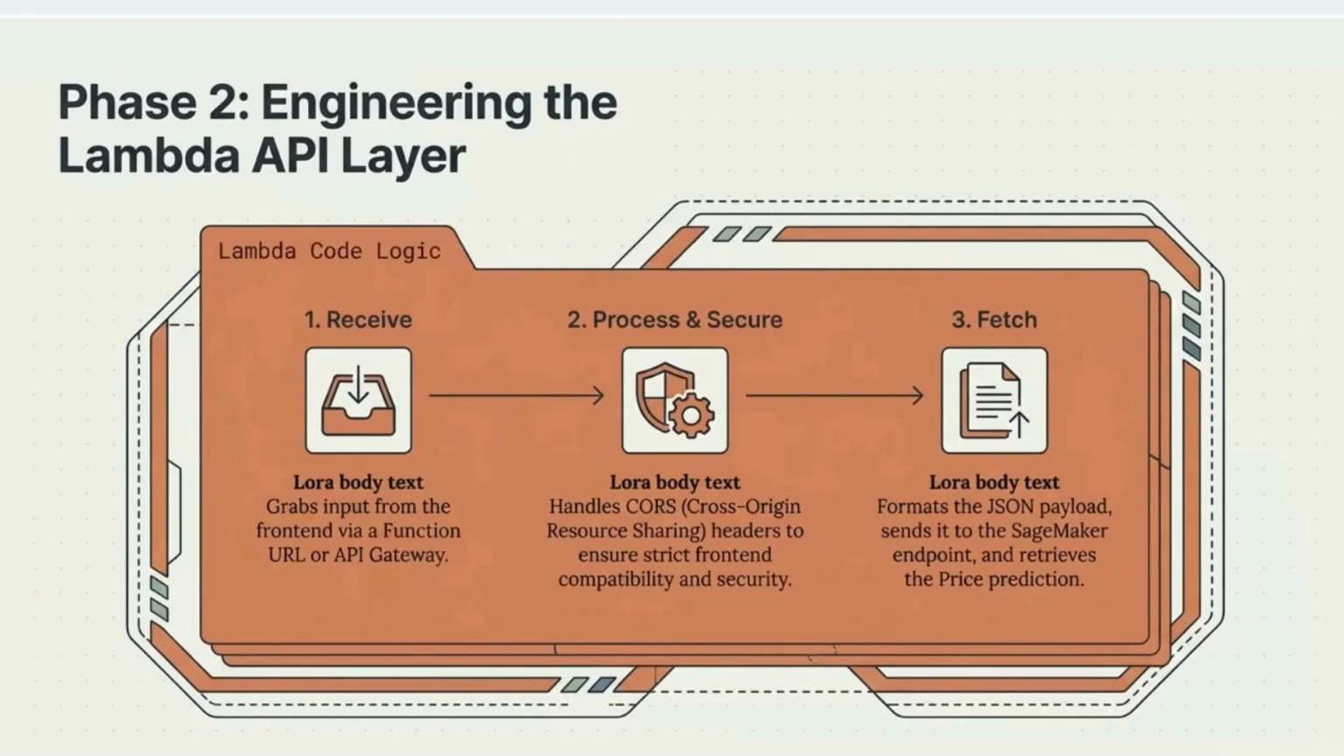If you see point number one, receive. Receive means it will grab the input from the front end via function URL or the API Gateway. You might have some UI also, and that UI can be based on HTML, CSS, JavaScript, Streamlit, or any other platform. So it will extract that request, take that request, and handle the CORS.